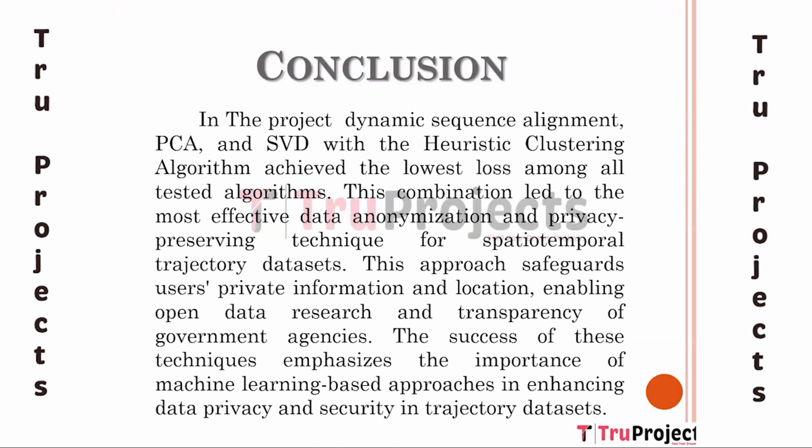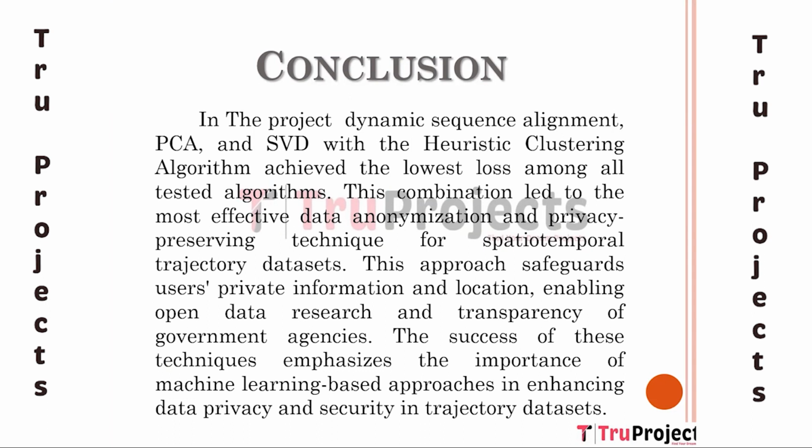Conclusion. The conclusion of the project is that the dynamic sequence alignment, referred to as the heuristic clustering algorithm, along with PCA and SVD with the heuristic algorithm, achieved the lowest loss among all the algorithms tested. These findings indicate that the combination of dynamic sequence alignment with PCA and SVD using the heuristic clustering algorithm resulted in the most effective data anonymization and privacy preserving technique for spatiotemporal trajectory dataset.